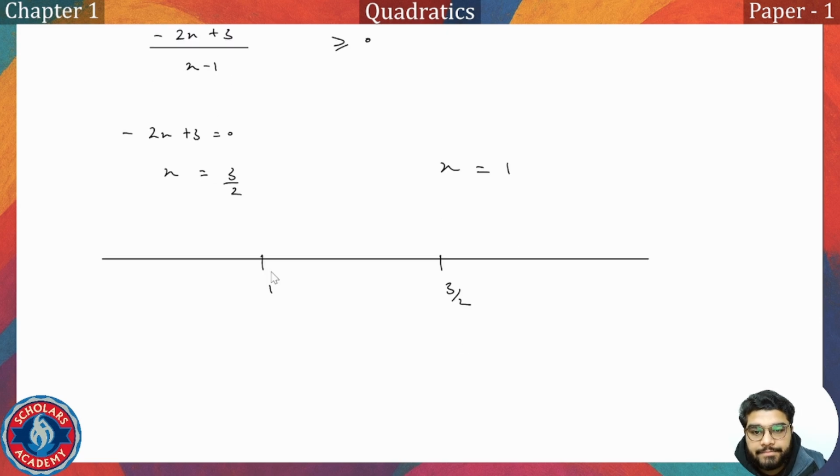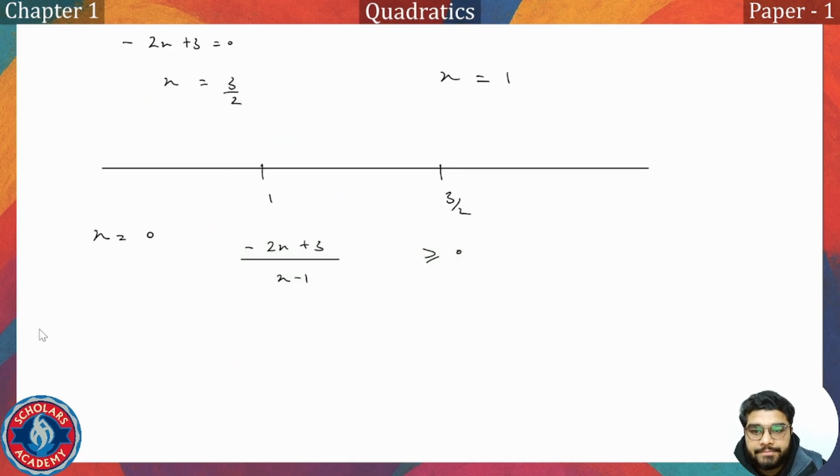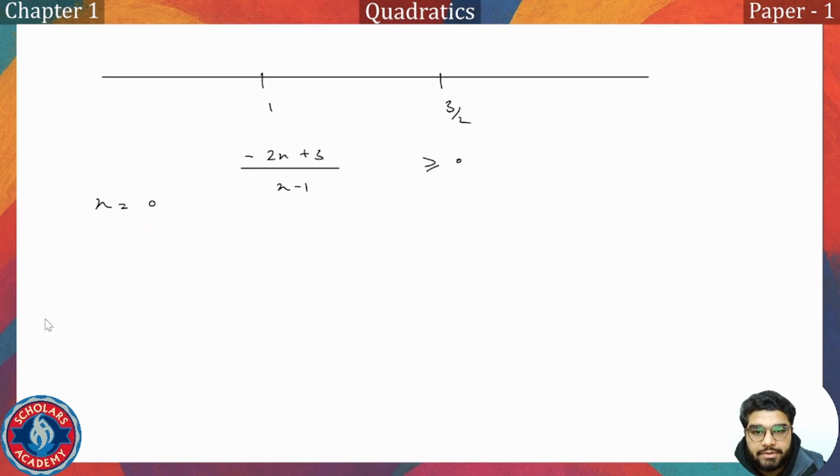Let's check this interval. If we take anything less than 1, let's suppose we take x is equal to 0. If we substitute this value in this inequality, first of all, let's take x is equal to 0 for the first interval. If I substitute 0, we get 3 by negative 1, which is actually less than 0. So we don't want this interval.